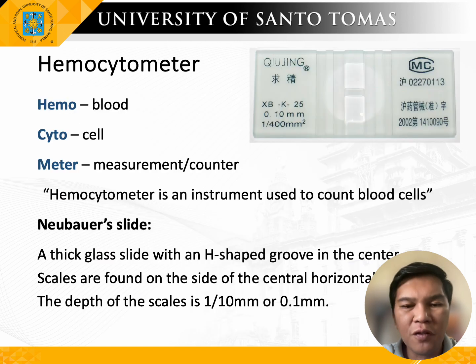To determine, therefore, the number of organisms in your culture, may that be the whole number of organisms or the living organisms alone, you will be using the haemocytometer. Haemocytometer came from the word hemo, which means blood, cyto, which means cell, and meter, which is of course measurement or counter. That is why haemocytometer is defined as an instrument to count blood cells specifically.